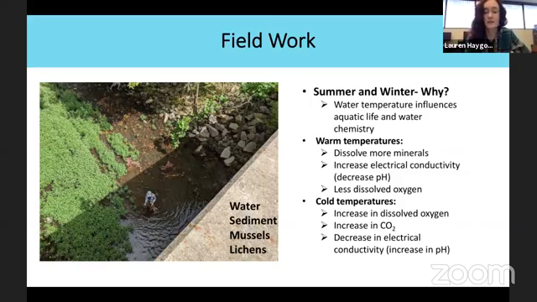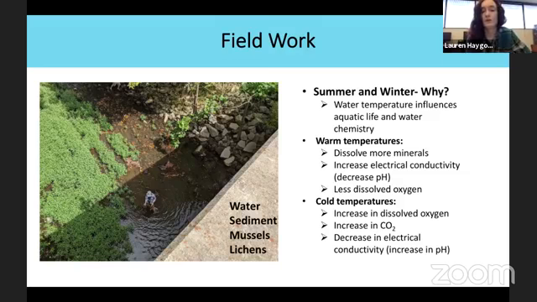And we're also going to decrease in electrical conductivity. So the total amount of ions is going to decrease in wintertime, which means we're going to increase in our pH. So we're going to get more alkaline or more basic. We're going to start shifting this way and getting out of the acidic range.